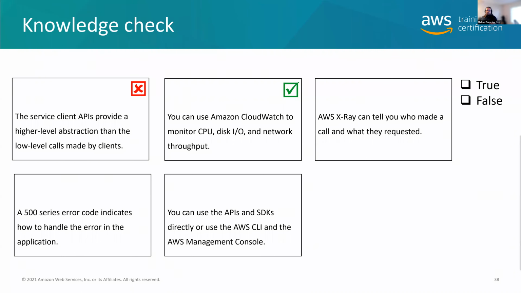So I see those of you have posted, right? X-Ray can tell you who made an infrastructure call and what they requested from your AWS accounts. Well, actually that would change it because X-Ray doesn't do that, right? What service would I use if I wanted to know if someone stopped an EC2 instance or created an S3 bucket? What service would I use?